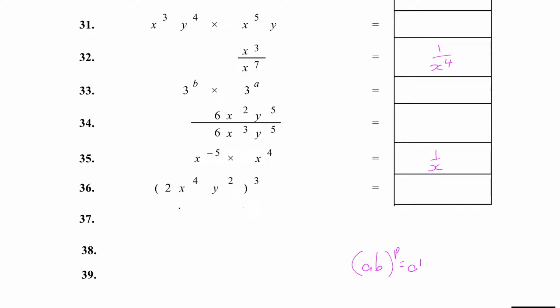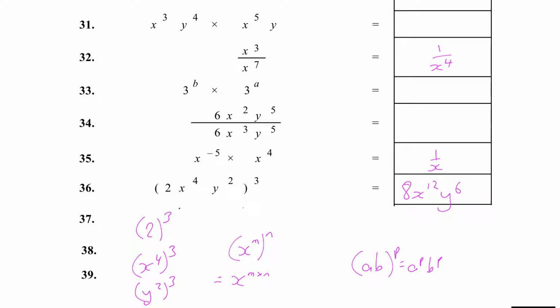Question 36, we're going to use the rule that says a times b to the power of p is just a to the p, b to the p. In other words, apply the exponent to each of the numbers and variables in here. So we're going to say, what is 2 cubed? Well, that's 8. What is x to the power of 4 cubed? We're going to use the exponent law that says if we've got something to a power and raised to another power, then we just multiply the exponents. So 4 times 3 is 12. So we've got x to the 12, and y squared cubed is just y to the 6, and we're done.